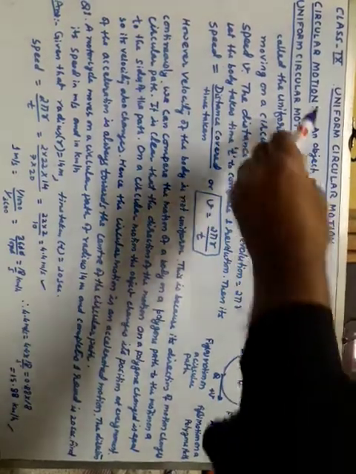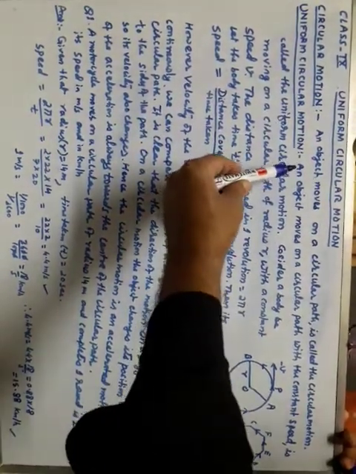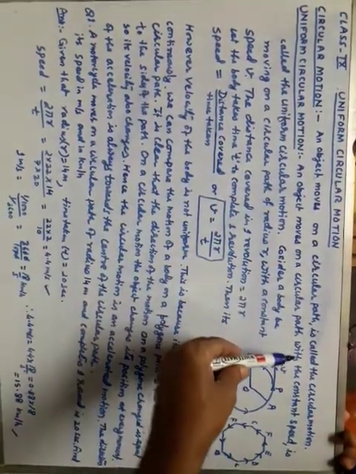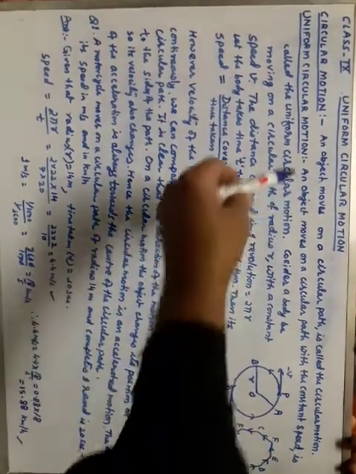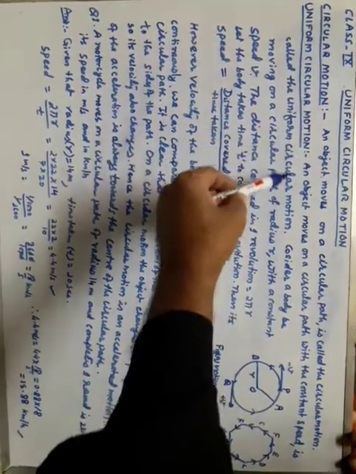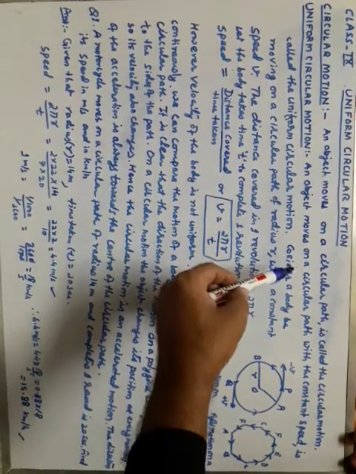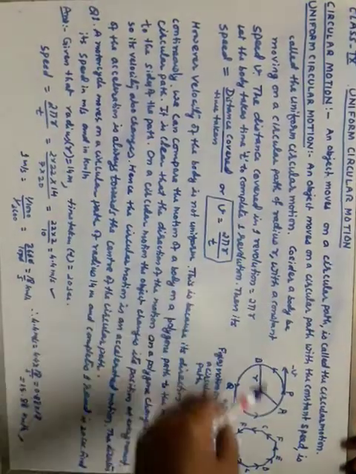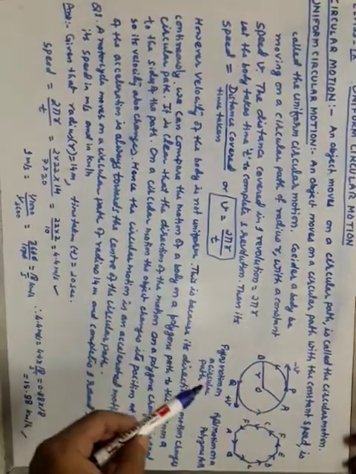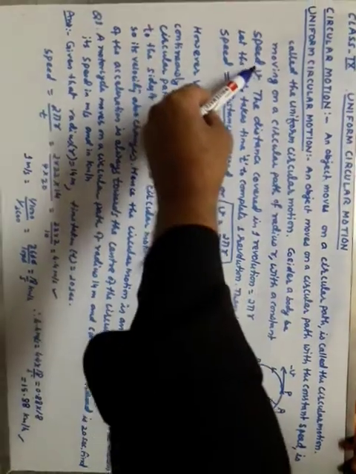Next is uniform circular motion. When an object moves on a circular path with constant speed, then its motion is called uniform circular motion. Consider a body moving on a circular path of radius r with a constant speed v.